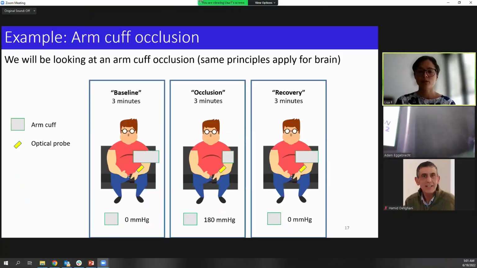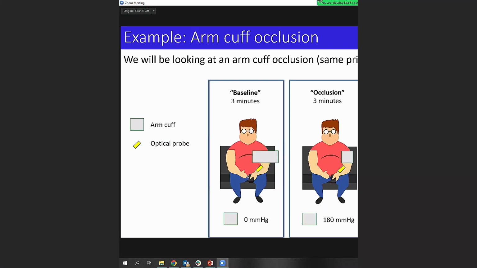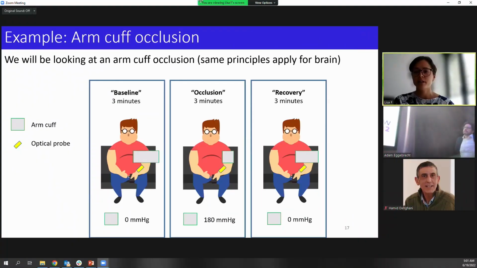After 3 minutes, we occluded the cuff at 180 millimeters of mercury in order to occlude the blood flow. And then we included a recovery period also of 3 minutes where the arm cuff was released so that, again, the blood flow could be reintroduced to this distal region of the arm.